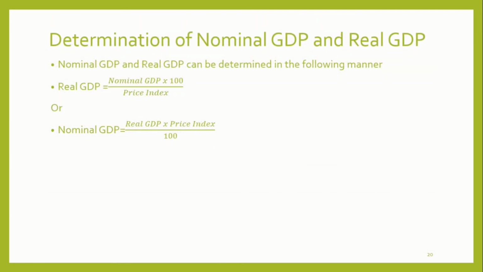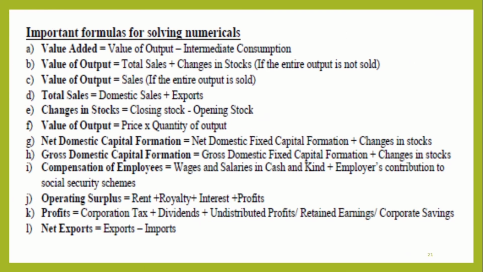Determination of nominal GDP and real GDP. Nominal GDP and real GDP can be determined in the following manner. Real GDP is equal to nominal GDP into 100 upon price index, or nominal GDP is equal to real GDP into price index upon 100. These are some important formulas for solving numericals.